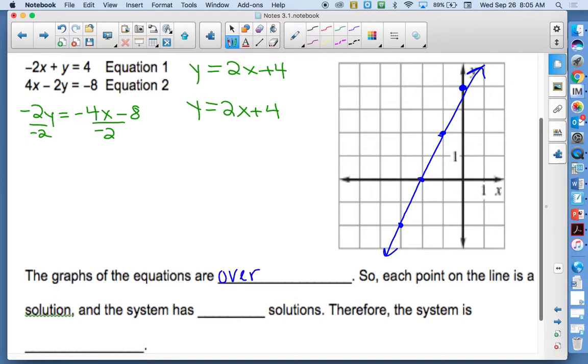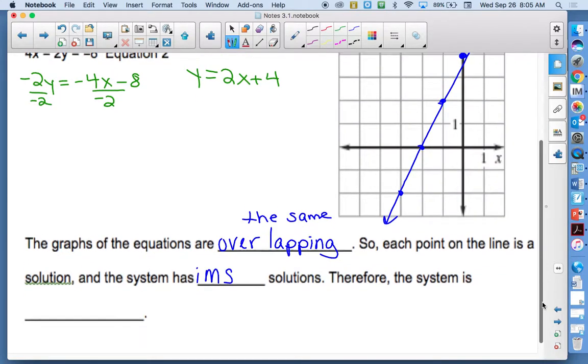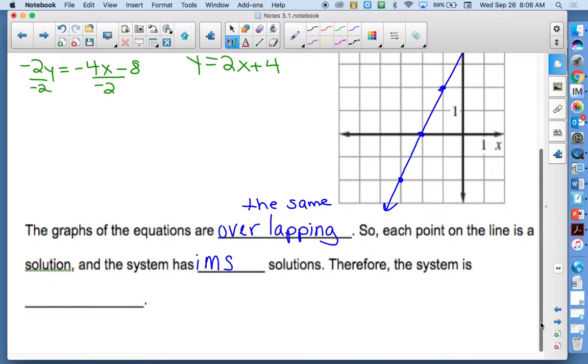overlapping. You could say the same. But the first graph of line 1 overlaps or is the same as the second graph of line 2. So each point on the line is a solution and the system has infinitely many solutions. I'll just put IMS there instead of writing it all out. Therefore, we say the system is consistent. And I'm also going to put dependent on there.